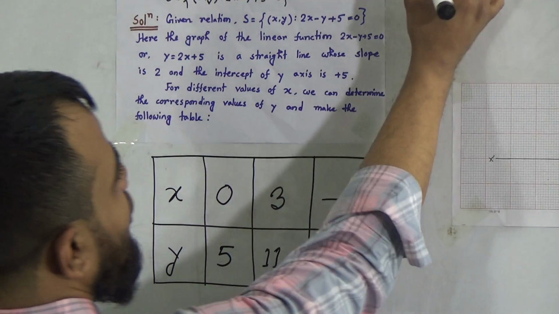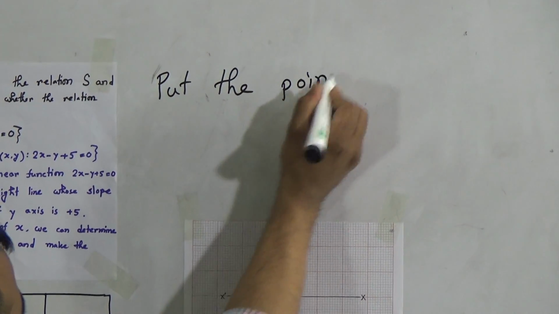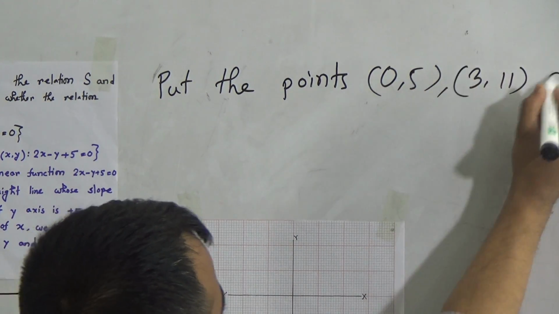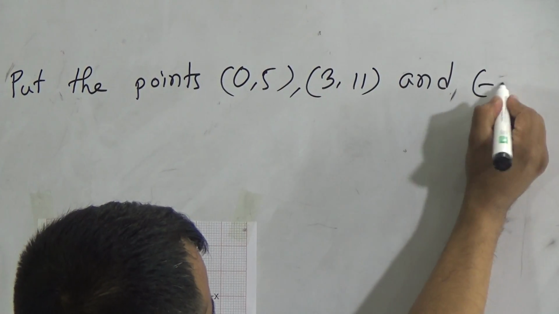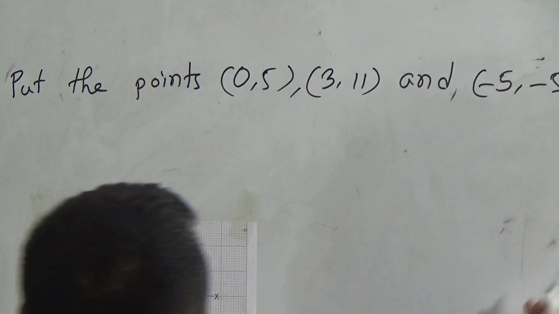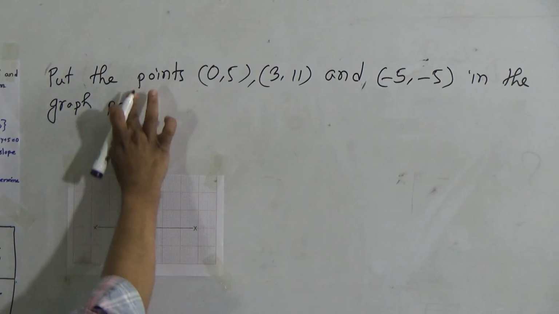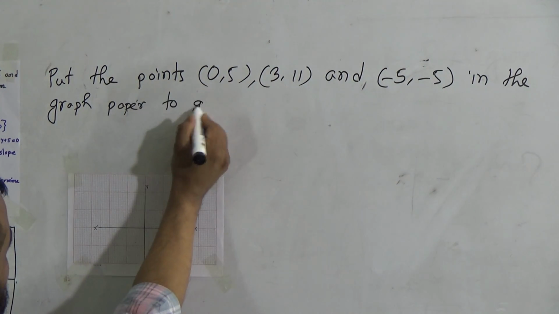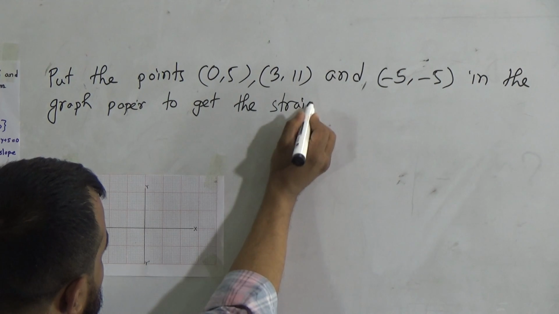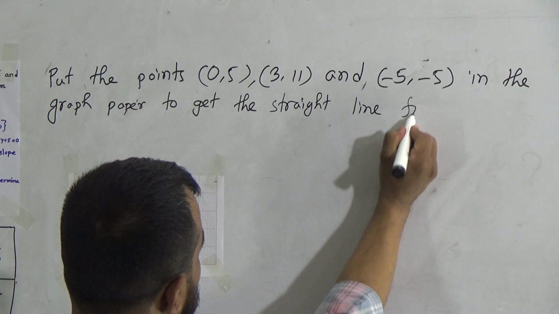Now, dear students, put the points (0, 5), (3, 11) and (minus 5, minus 5) in the graph paper to get the straight line graph, or straight line figure.